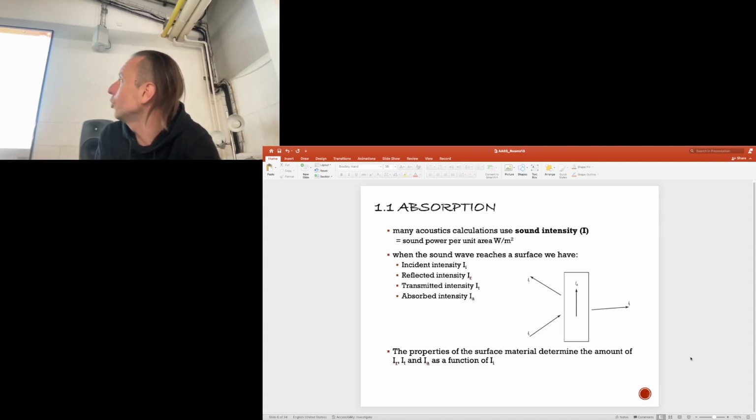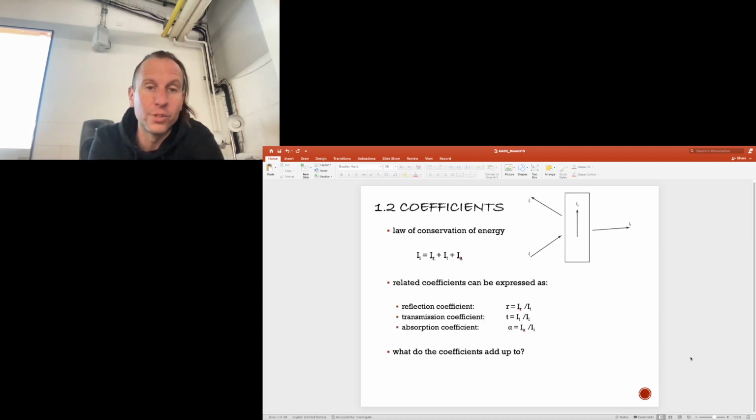So how do you avoid reflections? How do you lower the reflected intensity? Well, you have two options. You either increase the absorption or you increase the transmission. That's the bit that we typically forget, that when something is transmitted, it's actually not reflected. Now, evidently, the properties of the materials will define how this pans out, especially at different frequencies.